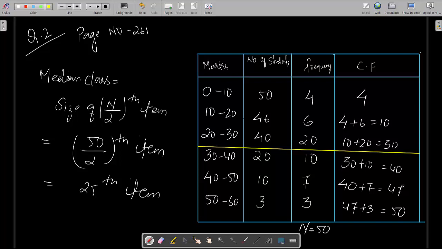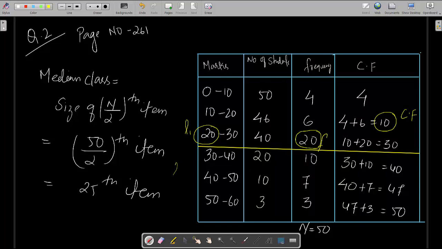So the frequency here will be your F value. This 20 will be your F value. Then 20 to 30 is the class interval, so this 20 will be your L1. This 10 will be your CF, right? And how do we calculate I?